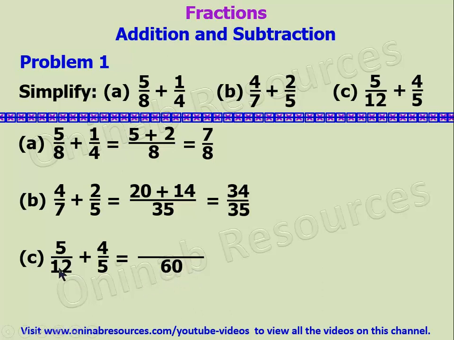Then 60 divided by 12 gives 5. And 5 times 5 gives 25. Then bring the plus. 60 divided by 5 gives 12. 12 times 4 gives 48. Then we add the result we have at the numerator. 25 plus 48 gives 73. So we have 73 over 60.